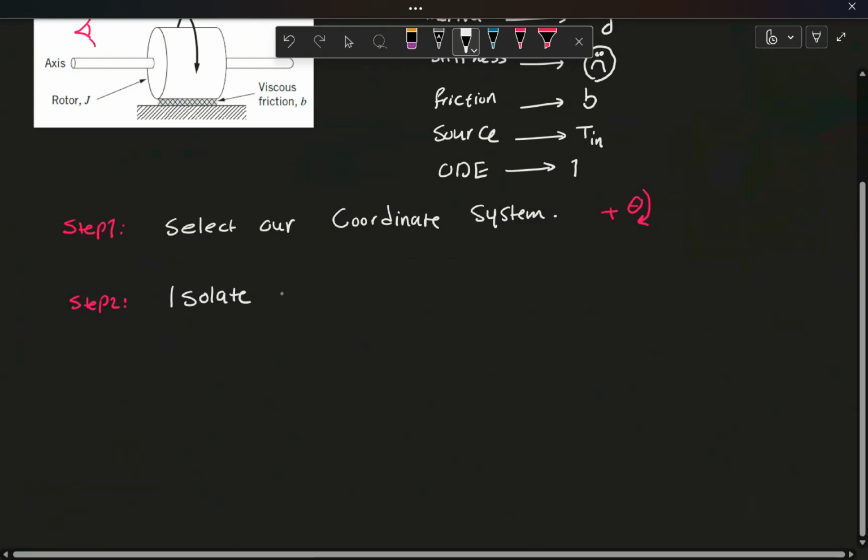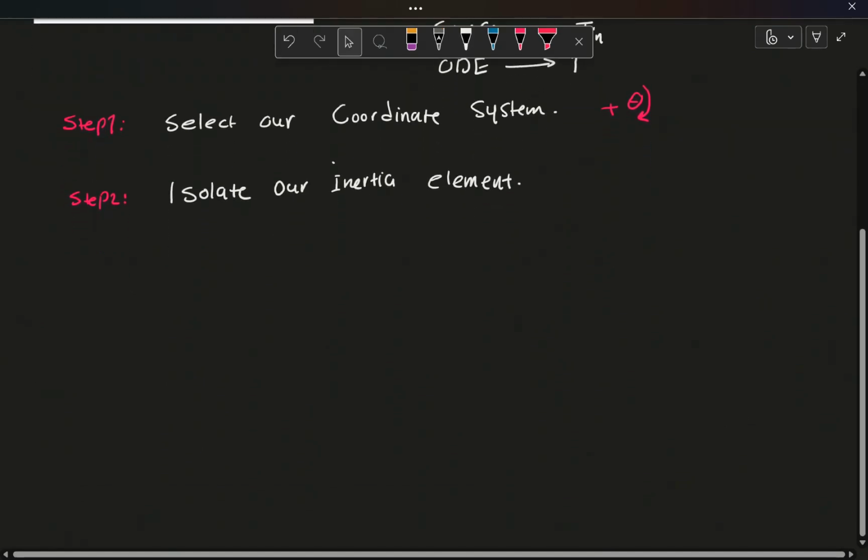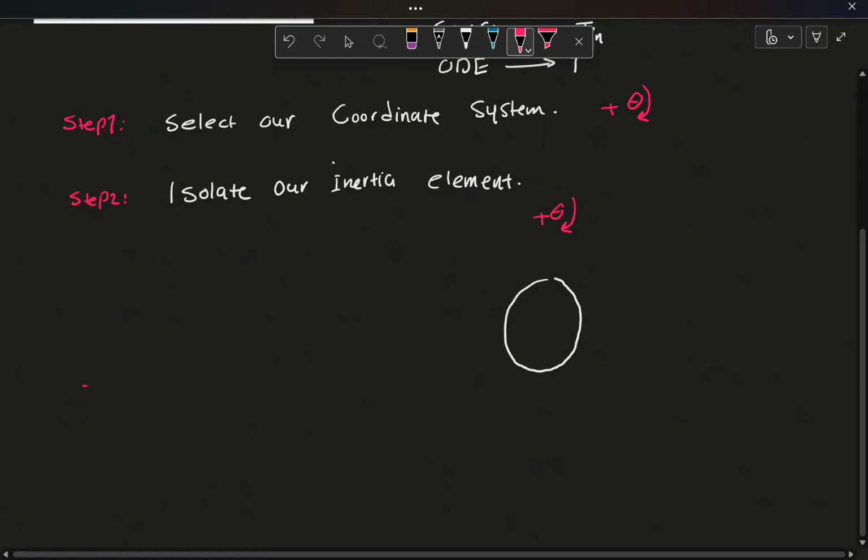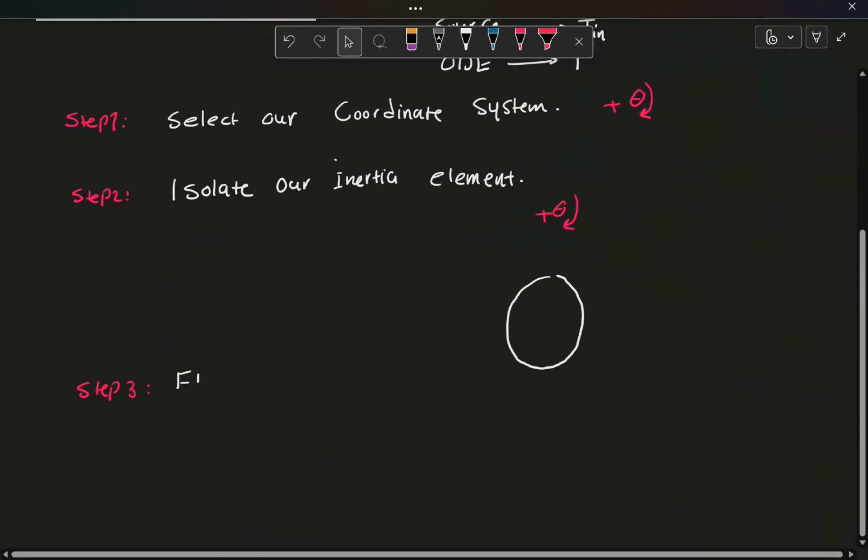Isolate our inertia element. What do I mean? I mean grab the inertia element, disconnect it from the system, and throw it on a piece of paper. Good, this step is done. Now I can go to step 3, which is the free body diagram.